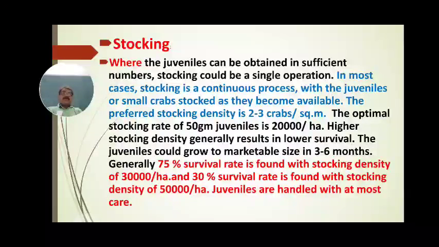Generally, a 75% survival rate is found with a stocking density of 30,000 per hectare. When we stock crab at 30,000 per hectare, the survival rate of the crab is 75%. And a 30% survival rate is found with a stocking density of 50,000 juveniles per hectare. When we stock 50,000 crab seed in a hectare area, the survival rate decreases, and it is just 30%.